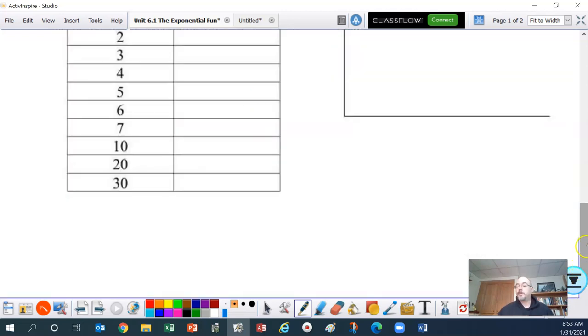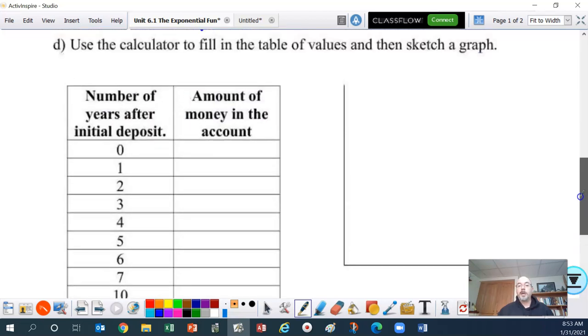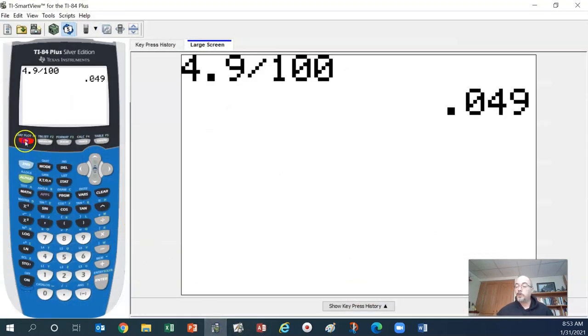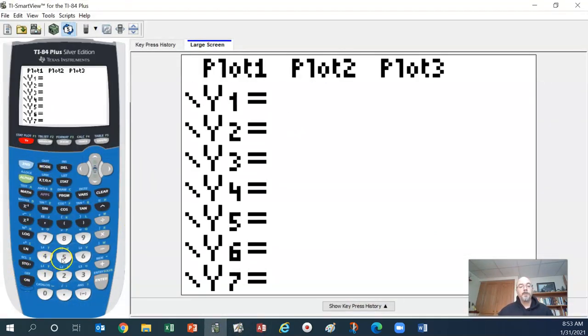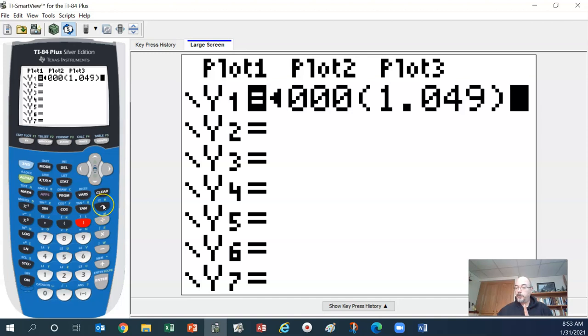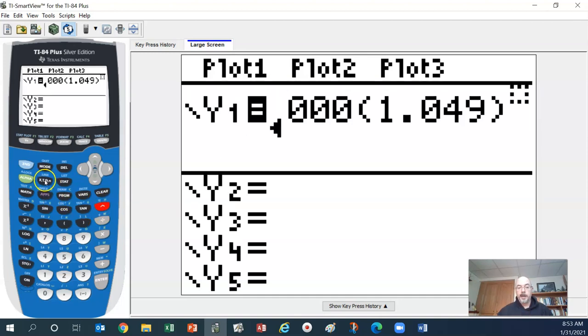Okay, now we're going to use the calculator to fill in the table of values and then sketch the graph. All right, so what we're going to end up doing here, ladies and gentlemen, is typing that problem into our calculator. So we're going to go to our y equals. We're going to put our 5,000 in, parentheses, 1.049, close it. Remember, your exponent button is under the clear button, and then put the x.